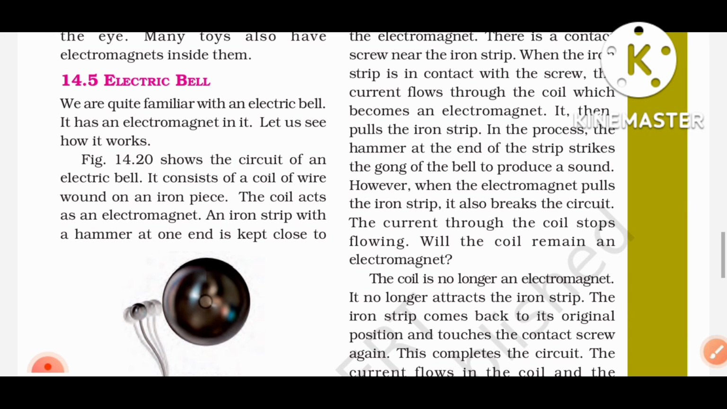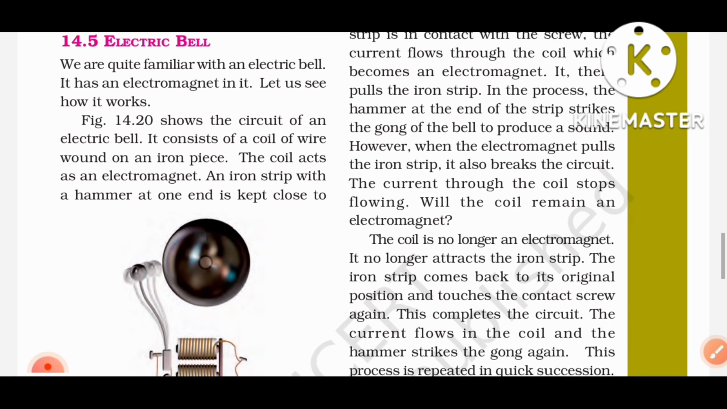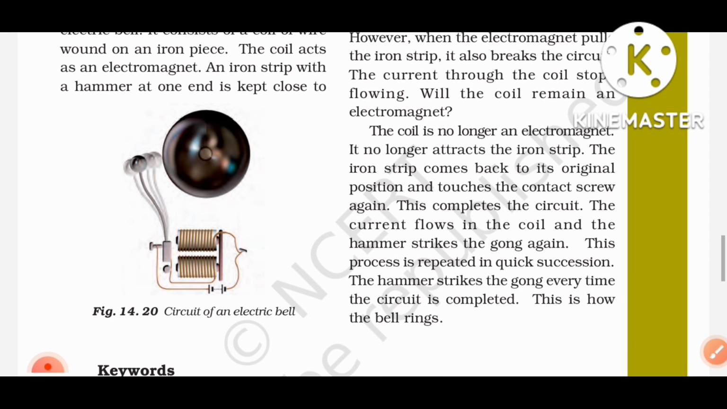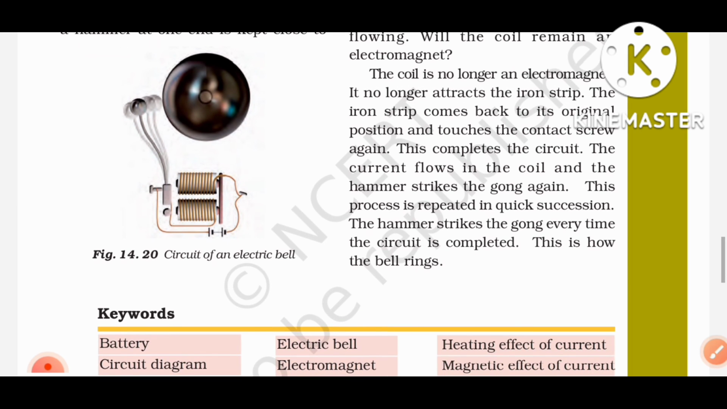In the process, the hammer at the end of the strip strikes the gong of the bell to produce a sound. However, when the electromagnet pulls the iron strip, it also breaks the circuit. The current through the coil stops flowing. Will the coil remain an electromagnet? The coil is no longer an electromagnet. It no longer attracts the iron strip. The iron strip comes back to its original position and touches the contact screw again.